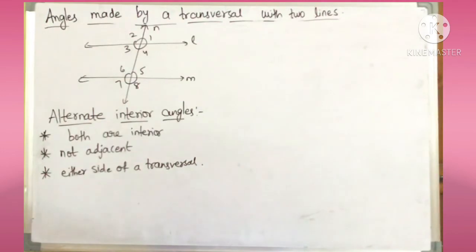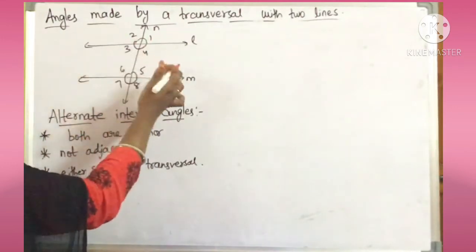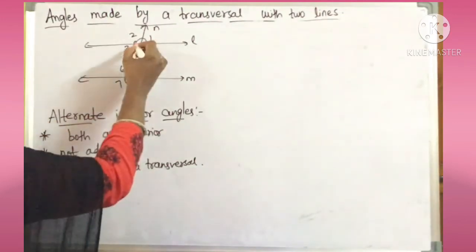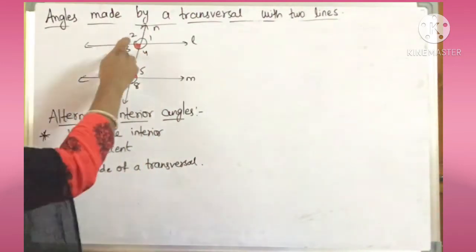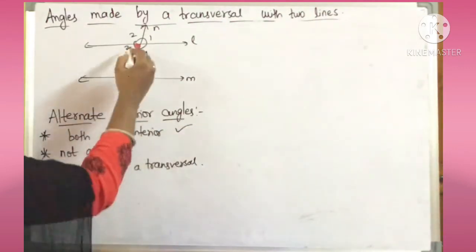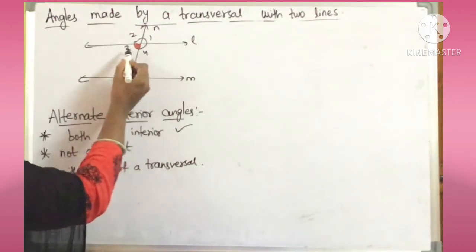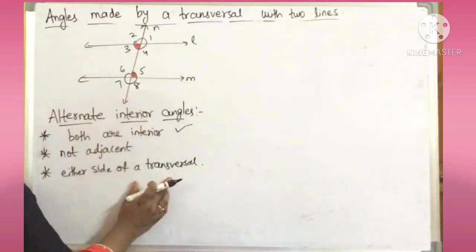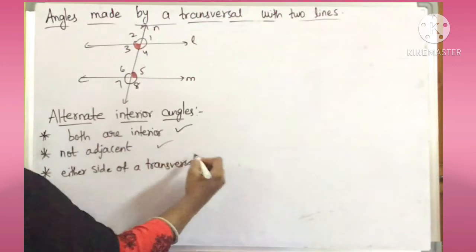Coming to the figure, see the condition here. Both should be interior, means only inside we are going to get, right? And it should not be adjacent, and one should be on the left side and one should be on the right side. If you see, I am shading 3 and 5. If you see, 3 and 5 both are interior. So the first one is satisfied, both are interior, and 3 and 5 are not adjacent. Yes, you can take 3 and 4, both are interior, but 3 and 4 are what? Adjacent angles. So we cannot take them. And either side of a transversal. If you see, 3 is on the left side and 5 is on the right side. So it is satisfying the third condition.